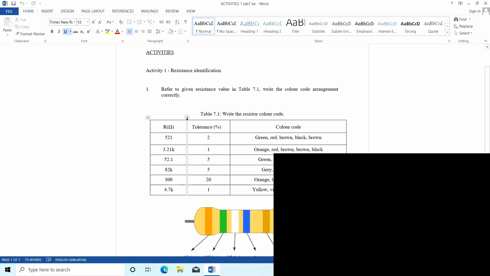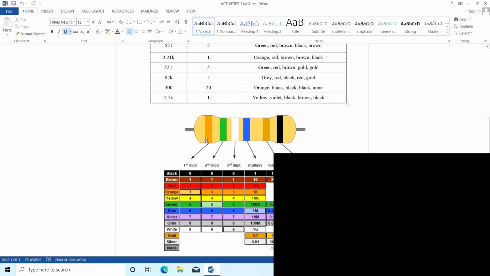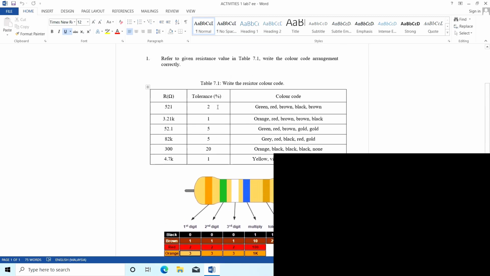I will present about activity 1, resistor color code. For this picture, we can see that the first layer is the first digit, the second is the second digit, the third is the third digit, the fourth color is the multiplier, the fifth color is the tolerance, and the last is the TCR.